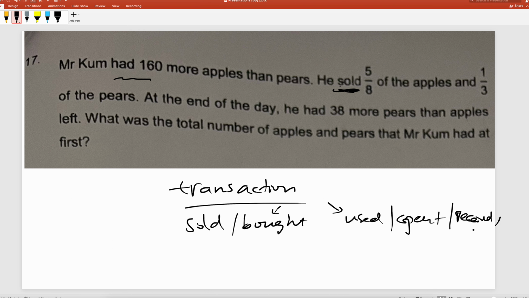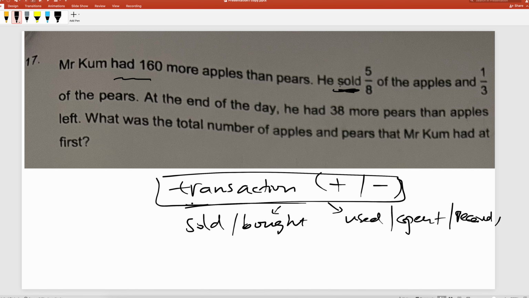OK 就是有加减的那个关系. You either plus or minus: when you sold, that means minus; when you bought, that means plus. So I call this kind of question a transaction question. Transaction 就是交易, 有加减的. So what you need to do is very simple.